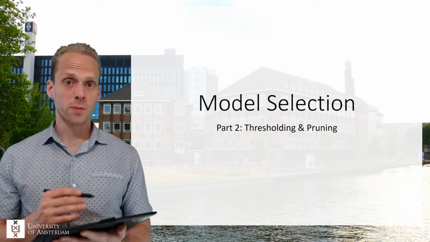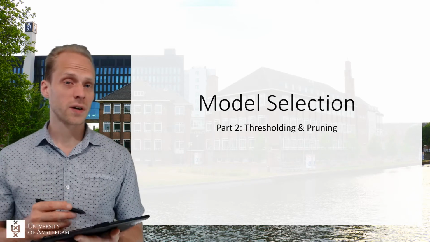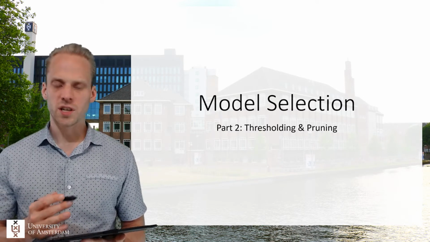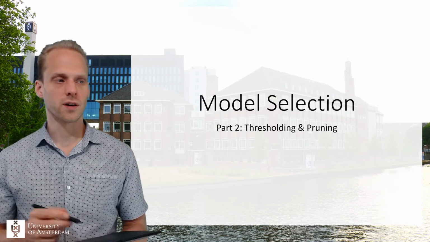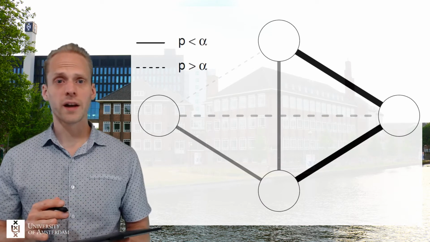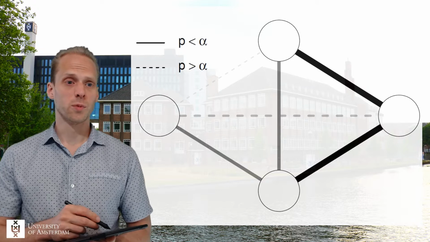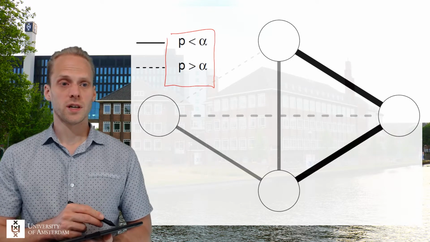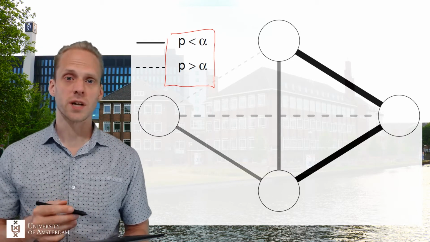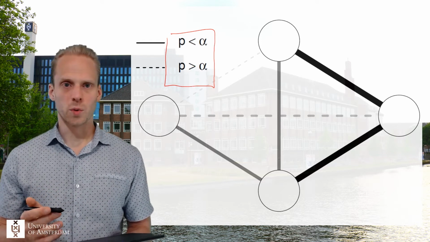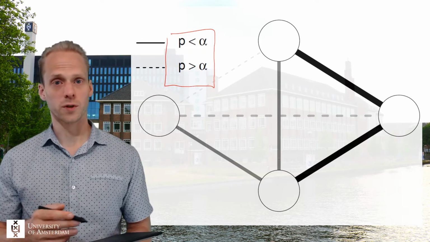The first forms of model selection we will look at are thresholding and pruning. These are among the simplest forms of model selection that you can think of. The general idea is that we can think of some measures per edge, for example significance values, that tell us something about if this edge is substantial or not. And we can look at significance values, but also at, for example, Bayesian criteria or false discovery rates or other things.